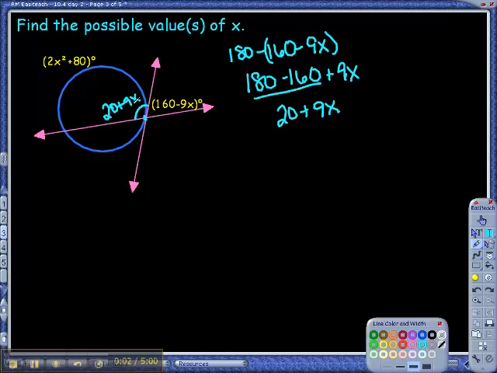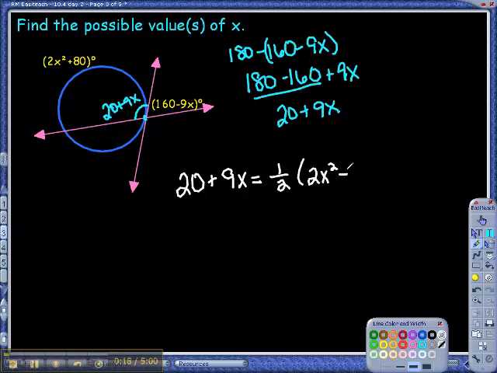Now, once you have this angle measure, we can go ahead and write our equation. We know that this angle is going to be half of the measure of its intercepted arc. So that 20 plus 9x should equal half of that arc, that 2x squared plus 80. And when we go ahead and distribute the half here, since they're both just even numbers, we are going to have our 20 plus 9x is equal to x squared plus 40.